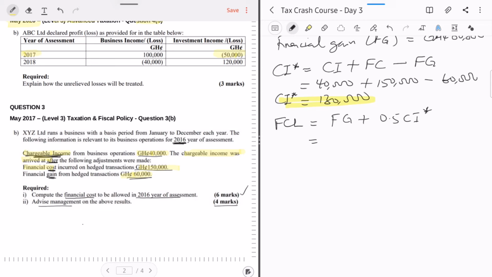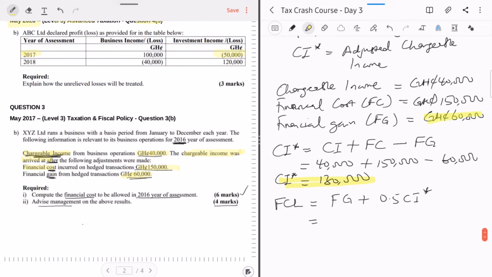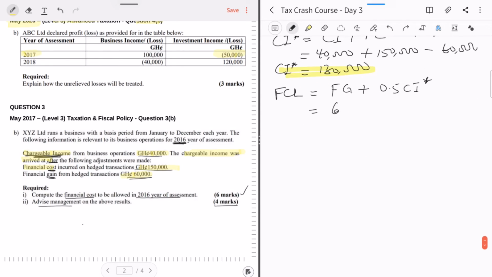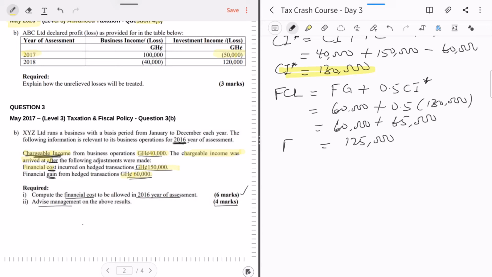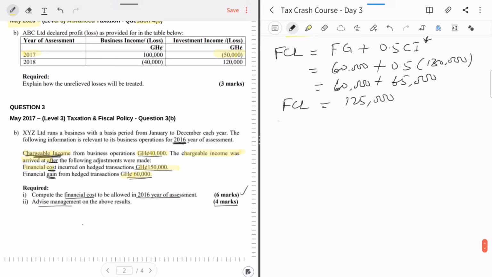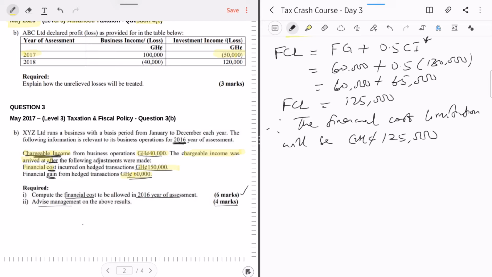So here, what is finance gain? It's given here as 60,000. So 60,000 plus 0.5 of 130,000. So this will end up giving 60,000 plus half of 130, easy peasy, that would be 65,000. So when I add 60 plus 65, that should give me 125,000. So my FCL equals 125,000. Therefore, the financial cost limitation will be 125,000 Ghana cedis. We are done, right? So that gives us 6 solid marks, 6 good marks.